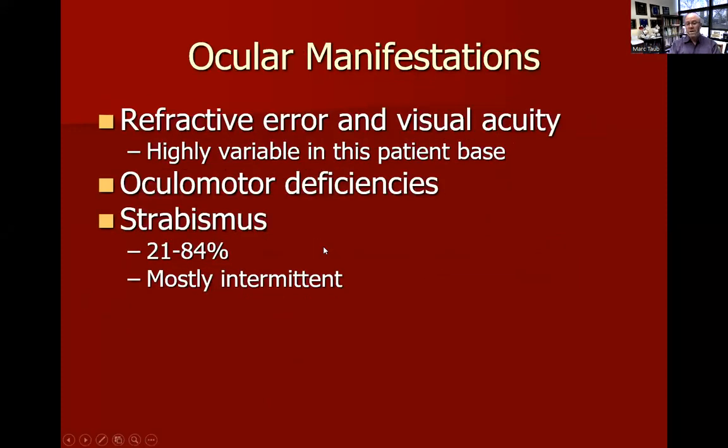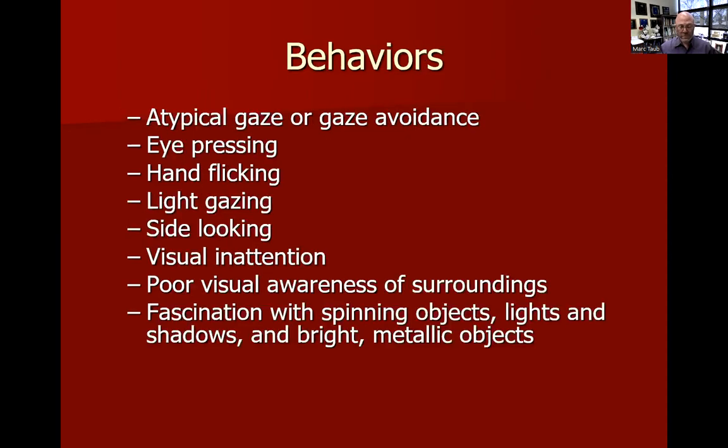In terms of ocular manifestations, we're looking at refractive error and visual acuity. It's highly variable in this population. There is a higher percentage of ocular motor deficiencies. The hard part is getting the patients to fixate and attend during the test. In strabismus, mostly intermittent. Most of the time it's going to be an exotropia versus an esotropia. Depending on the study, anywhere from 21 to 84%, so pretty widely varied.